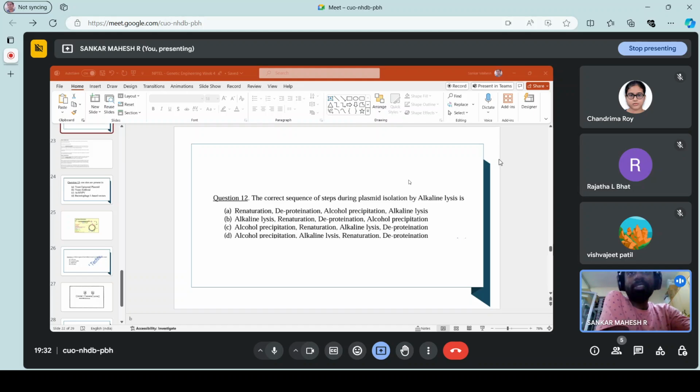By denature, what we mean is we break the hydrogen bonds of the plasmid. We are not breaking any covalent bonds. We are only removing the non-covalent interactions. So all the hydrogen bonds between the two strands of the plasmid are broken down, and you have two single strands of the plasmid. Similarly, you have two single strands of your genomic DNA also.